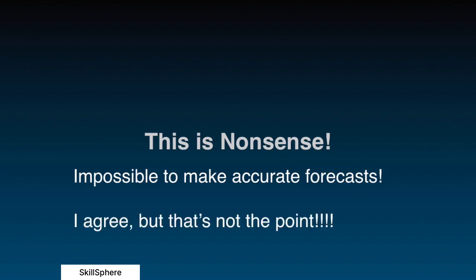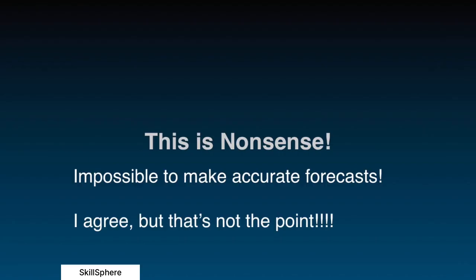This is nonsense. That's a common look I get from students or practitioners when I discuss this framework, because the argument is, look, it's impossible to make accurate forecasts in the future. It's hard enough to figure out what our company is going to do and how the economy is going to change and how that's going to impact our company a quarter out, much less 5 years. And I agree, but I think that's not the point.